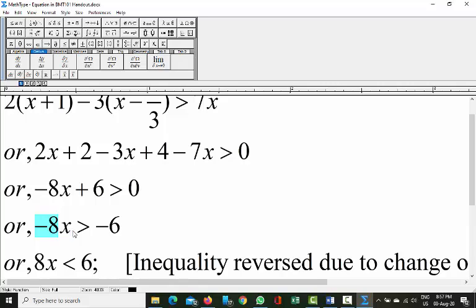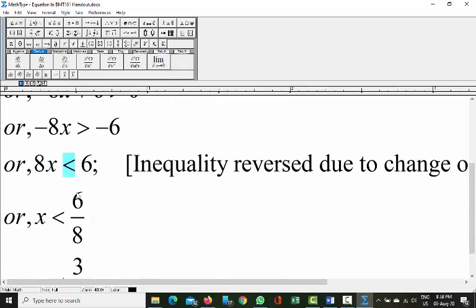So here we will have minus 8x. If you bring this one from the left hand side to the right hand side, it will become minus 6. Now we will change the sign. If you change the sign on both sides, for example, here we have minus, we will get plus. Here also we have minus, we will get plus. If you change the sign on both sides, the relationship will also change. Now it is greater than, now it will become smaller than. So 8x is smaller than 6.